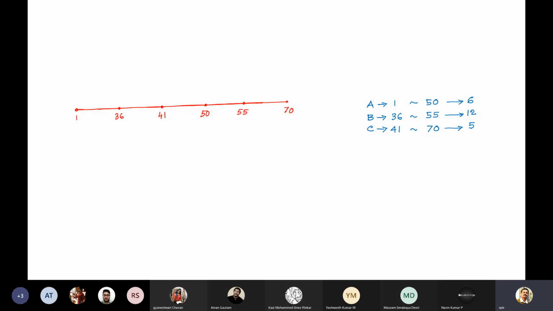So 1 to 50 it is 6, because A is there. Then 36 to 55 is 12. And 41 to 70 is 5. So that gives me the histogram. Something like this is going to come. Or maybe I can just do it over here itself.